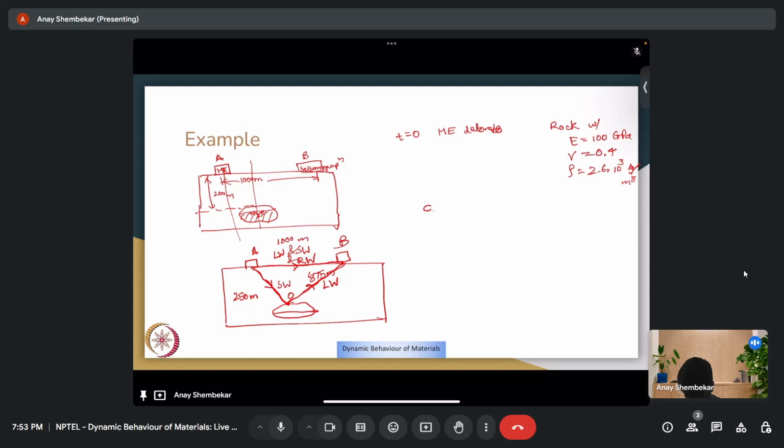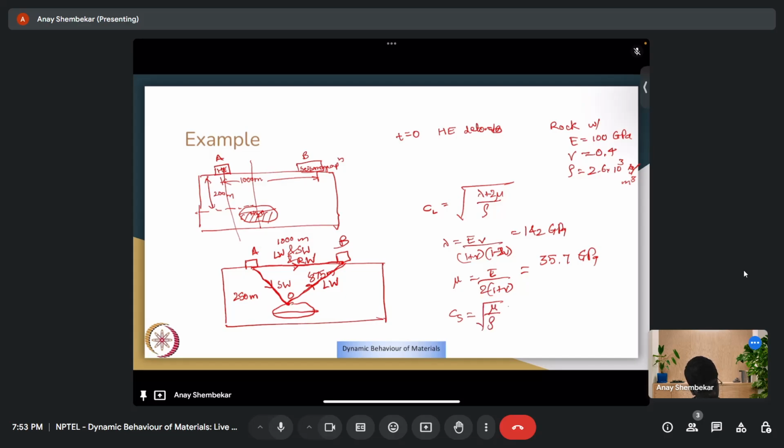my longitudinal wave velocity is equal to root of lambda plus 2 mu by rho, and my lambda is E nu upon (1 plus nu) into (1 minus 2 nu), which is 142 GPa. My mu is E upon twice of (1 plus nu), which is 35.7 GPa, which gives my shear wave velocity, root of mu by rho, to be around 3700 meters per second. My longitudinal wave velocity, root of lambda plus 2 mu by rho, is around 9000 meters per second. And my Rayleigh wave velocity is about 0.94 times my shear wave velocity.